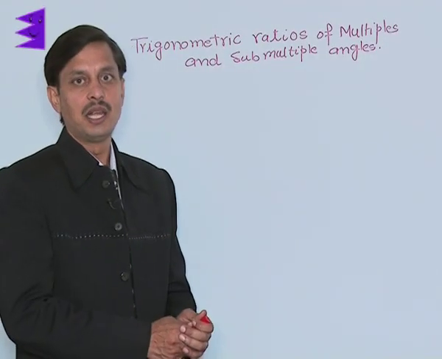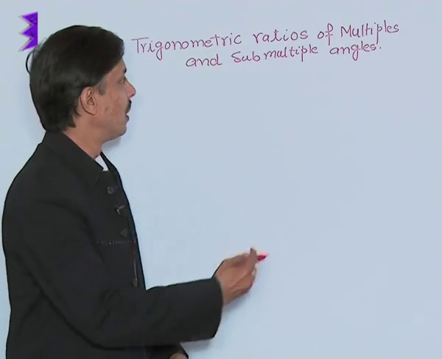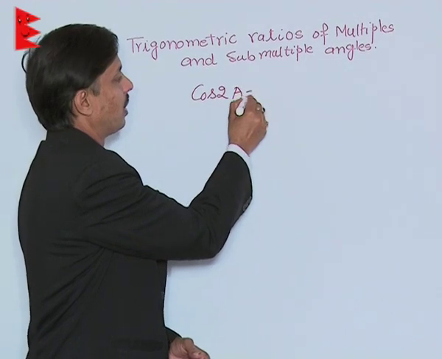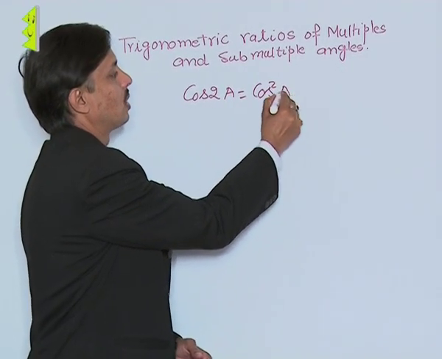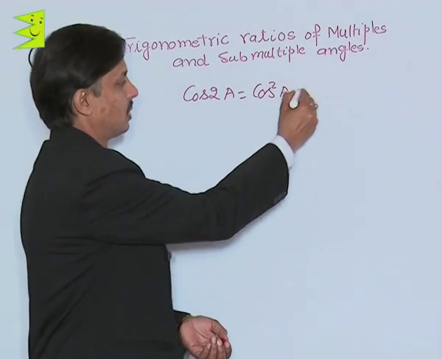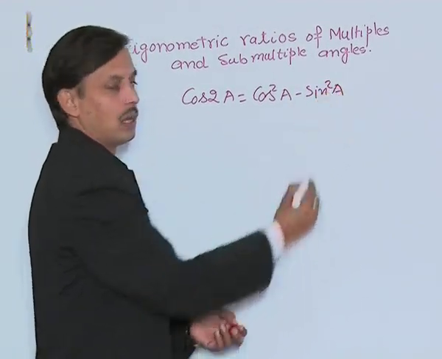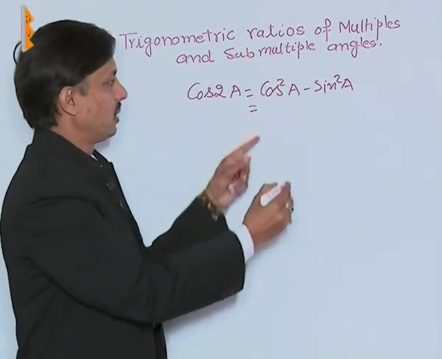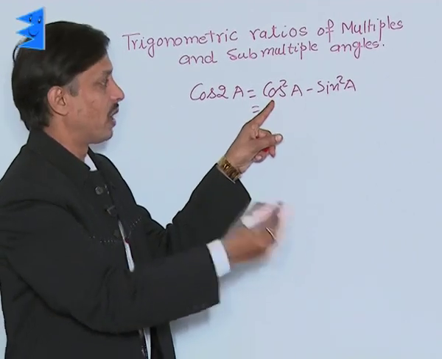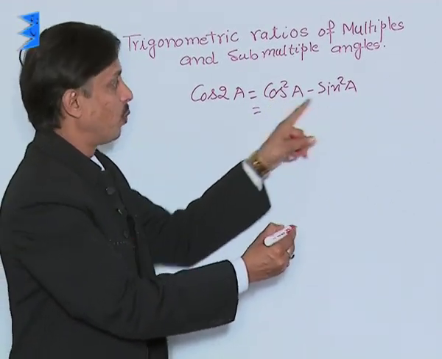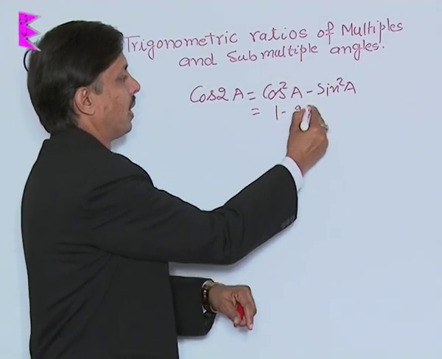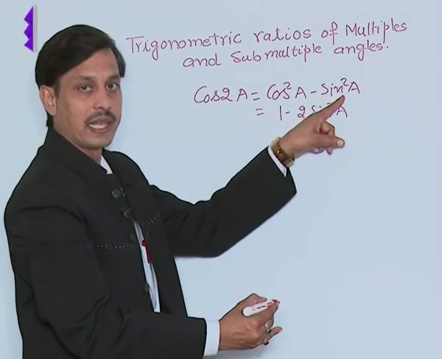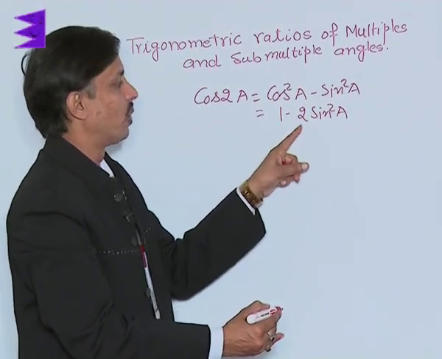Now the next result required for multiples and submultiples: cos 2A is equal to cos square A minus sin square A. Another result: if cos square A is written as 1 minus sin square A, then this value will reduce to 1 minus 2 sin square A. So cos 2A is equivalent to cos square A minus sin square A, and equivalent to 1 minus 2 sin square A.